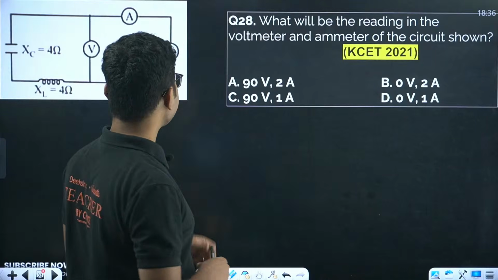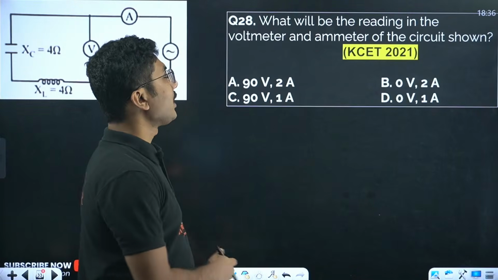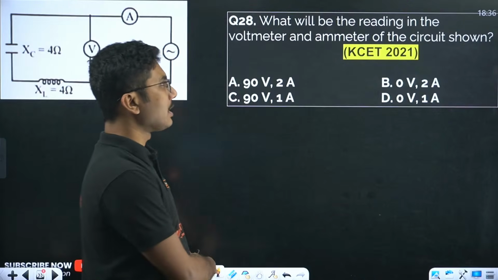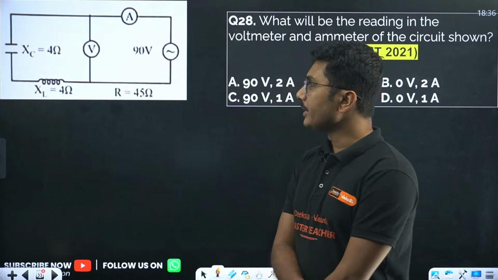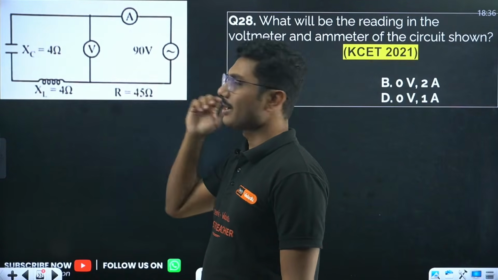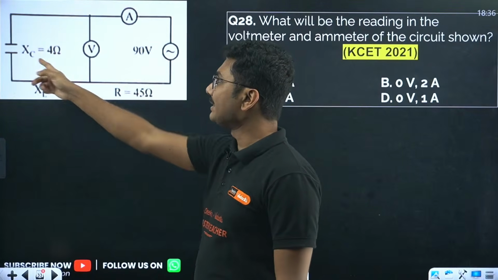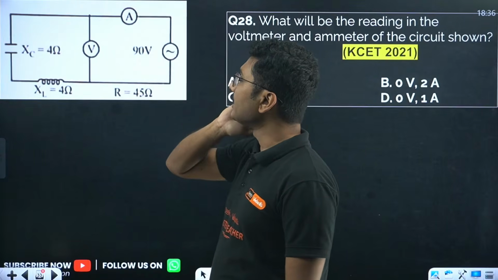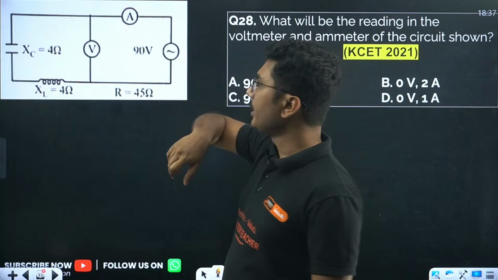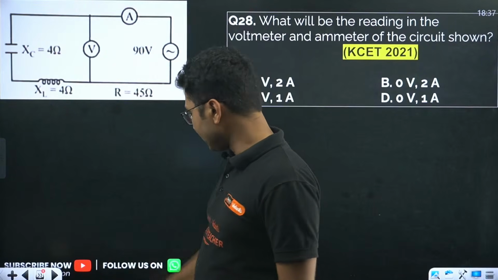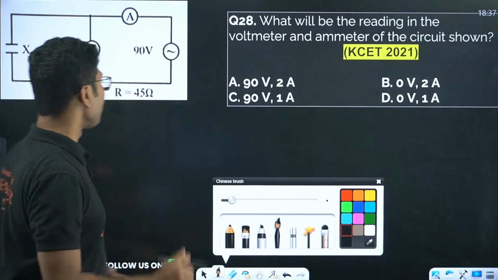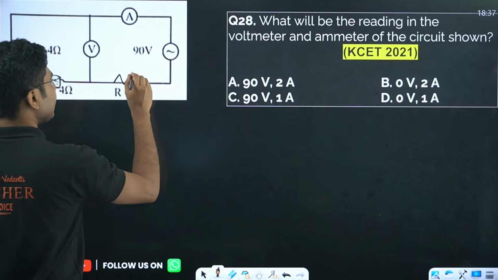Okay, now question number 28. What will be the reading in the voltmeter and ammeter of the circuit shown? So here you can see that XL, XC and R are given, and they ask what is the reading of this voltmeter and this ammeter. Okay, obviously there is a small mistake, that is the resistance they have not shown here. Resistance should be here.